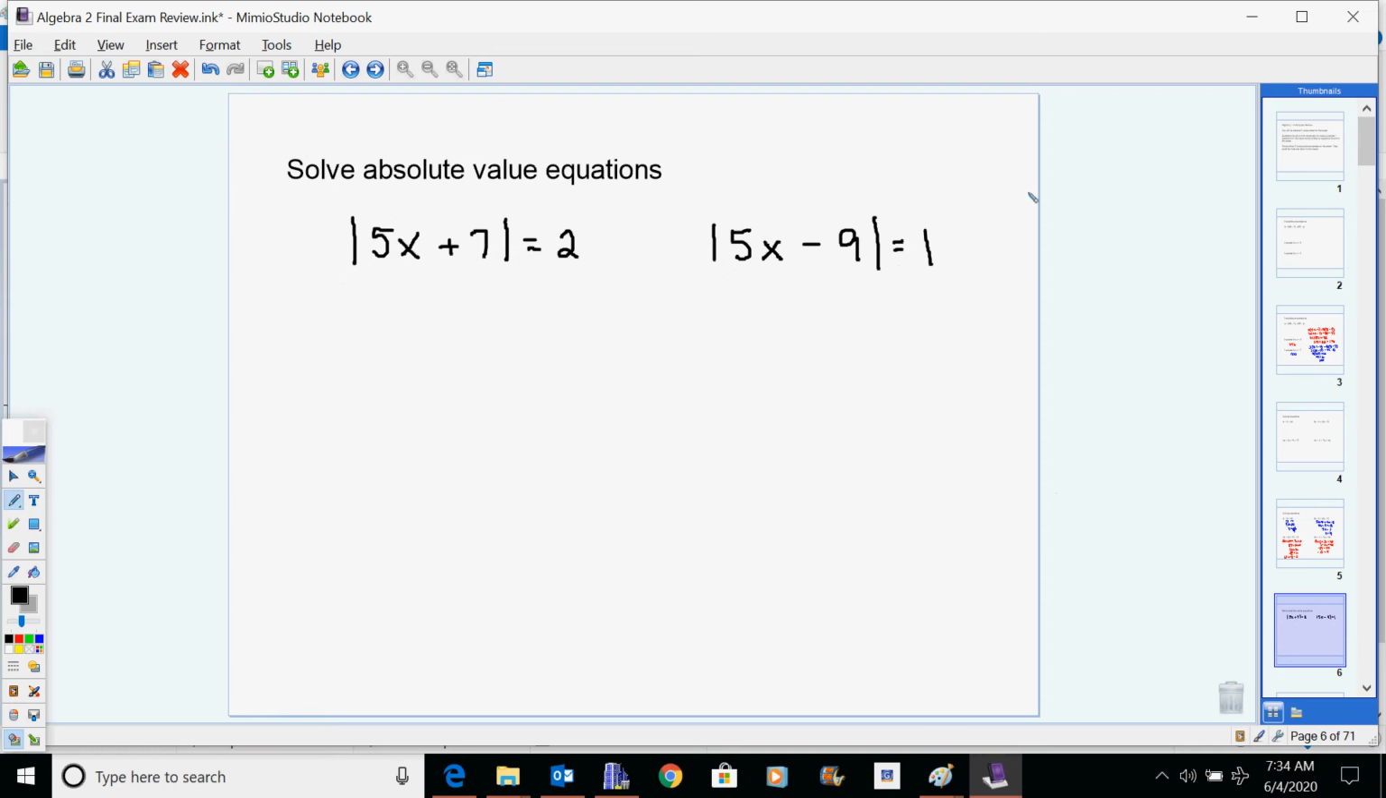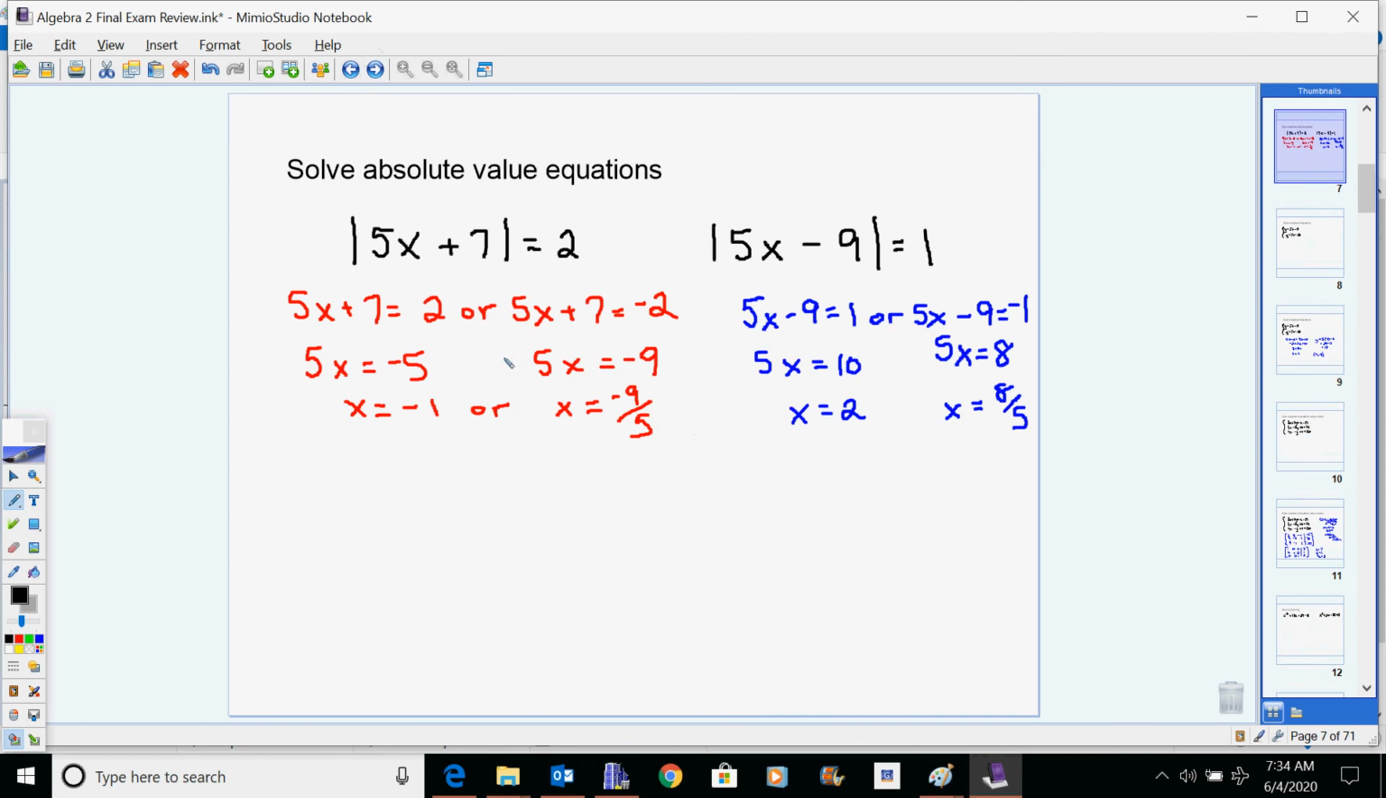The key on the absolute value problems is to remember that there's really two answers to each one of them. So you have to split it into two parts. Okay, it equals the positive or the negative version. And then it's a matter of solving like you know how to do, treat them as completely individual problems, and you get the two answers that make sense for that.